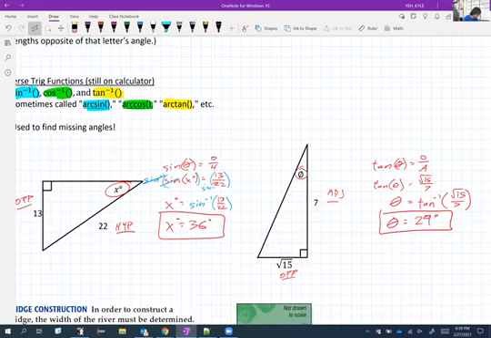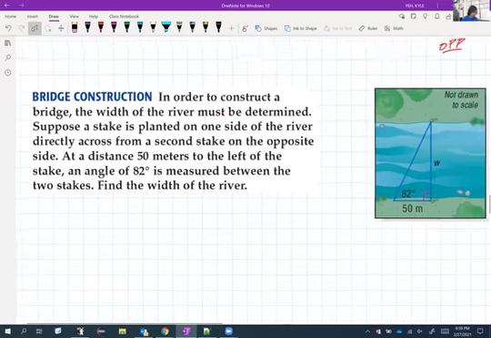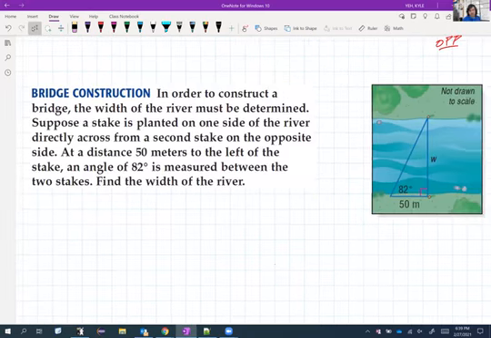Last problem. This calls for a word problem, because I know how much everyone loves word problems. Bridge construction. In order to construct a bridge, the width of the river must be determined. Suppose a stake is planted on one side of the river directly across from a second stake on the opposite side. At a distance of 50 meters to the left of the stake, an angle of 82 degrees is measured between the two stakes. Find the width of the river.